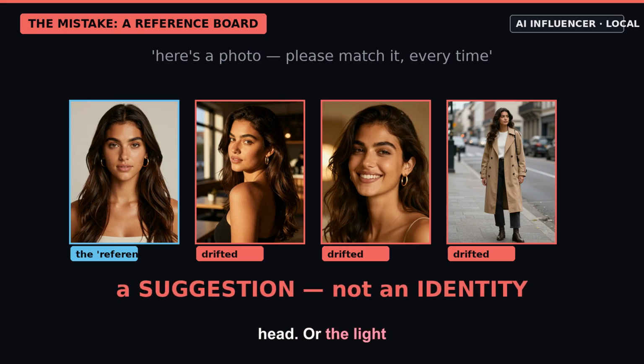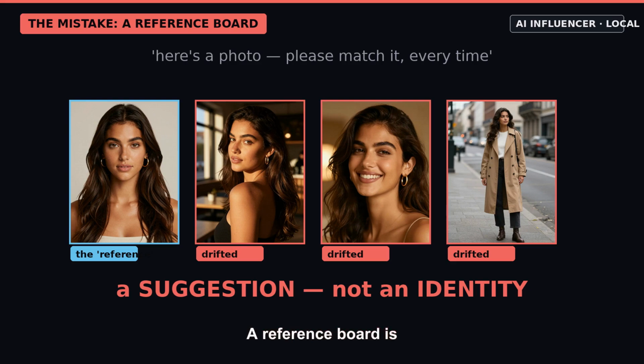Then she turns her head, or the light changes, or you ask for a full body shot, and she drifts. The nose shifts, the jaw changes. It's almost her, which is somehow worse than a stranger. Your brain catches it instantly. Watch.